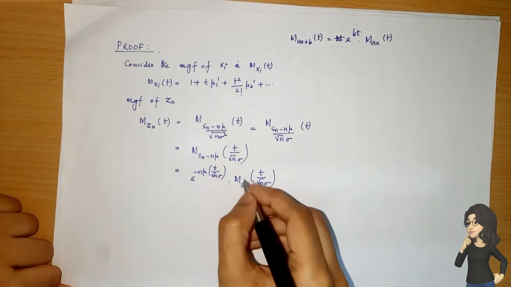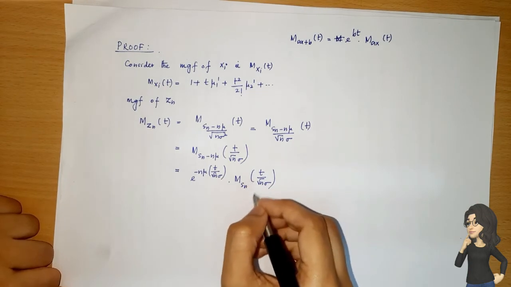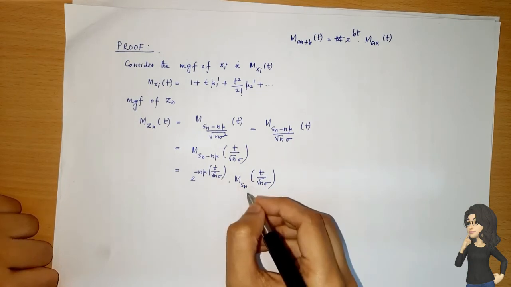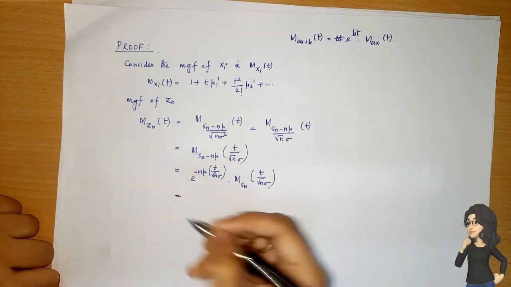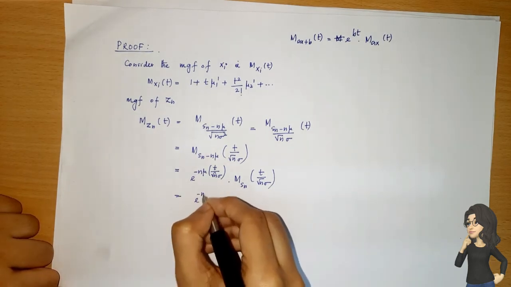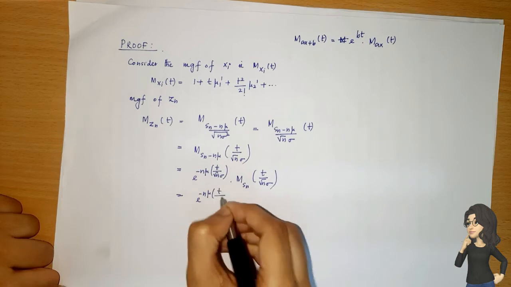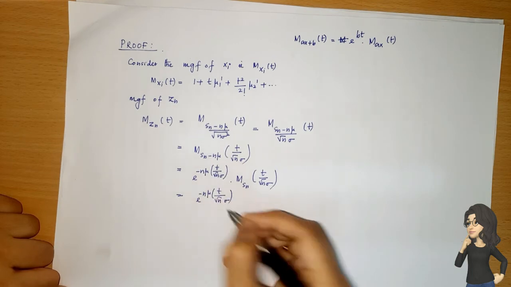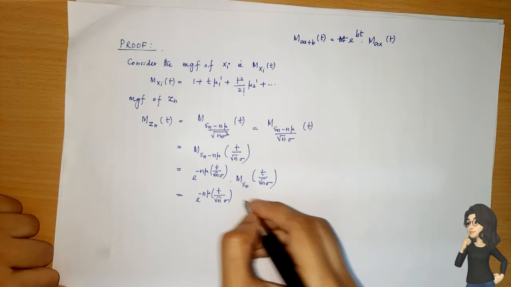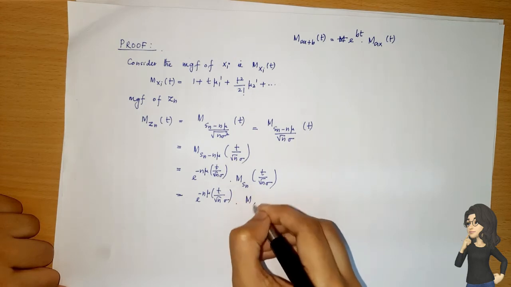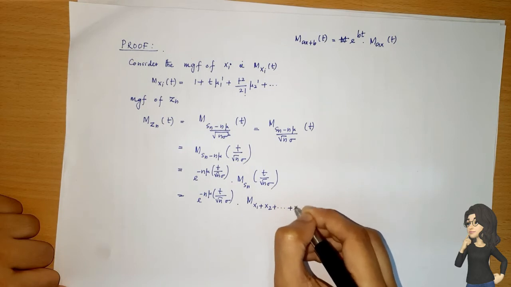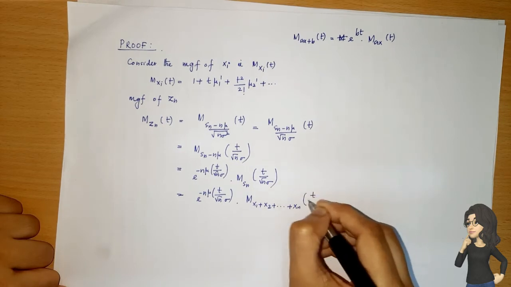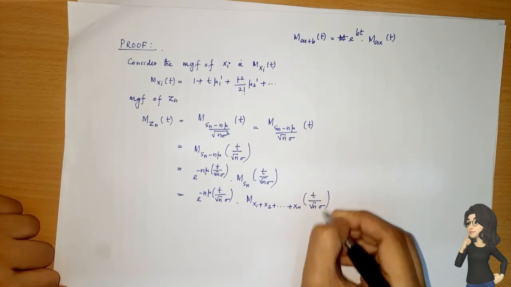Now we can expand this Sn as X1 plus X2 plus etc. plus Xn. Why? Because Sn is the sum of these random variables. So this is equal to e raised to minus n mu t by root n sigma, yes, into M_{X1+X2+...+Xn}(t by root n sigma).